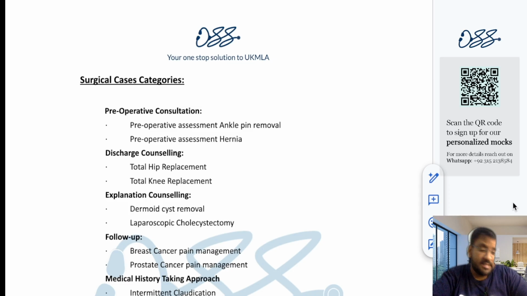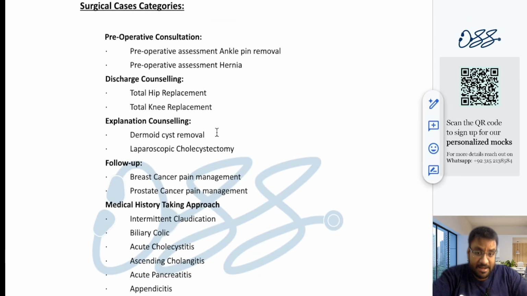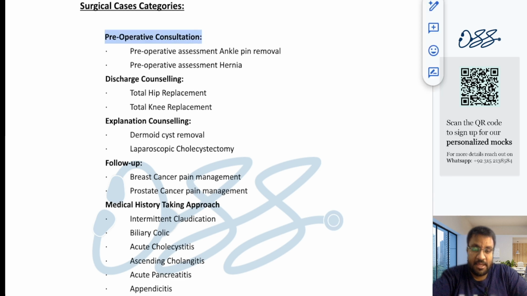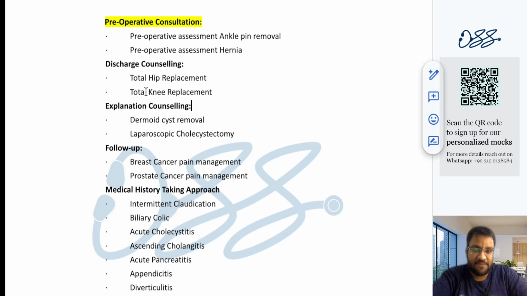Okay, so in this lecture, what we are going to cover is basically the surgical cases, and we're just going to touch upon the surgical consultation. As you can see on the screen, there are different cases that come from the surgical category. The first is the pre-operative consultation, which is the unique part. All of the other cases are the counseling structure, the discharge counseling, then explanation counseling, in which you may have to explain a particular procedure.